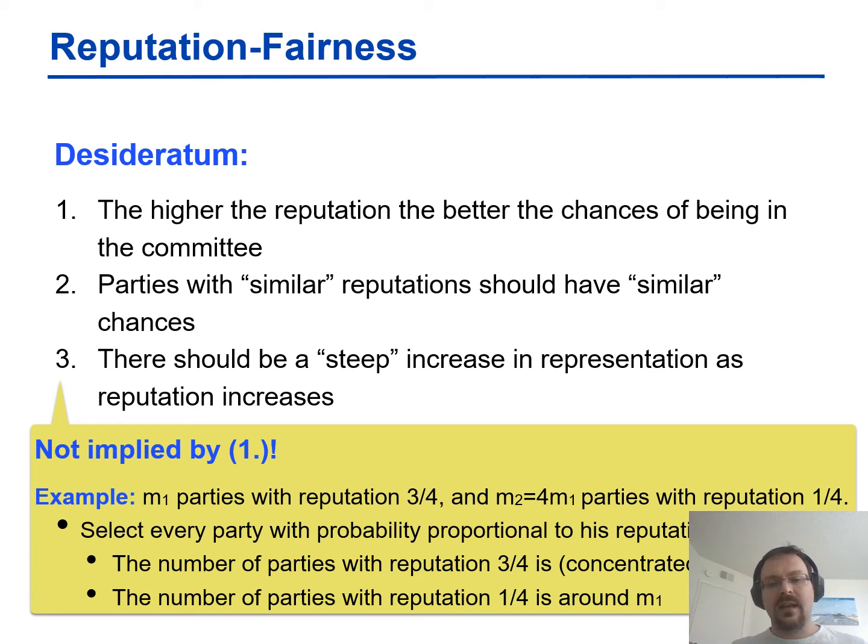This means that I'm expecting roughly 3/4 M1 parties to be from the set that has reputation 3/4. But then I'm expecting roughly another M1 to be from the set that has reputation 1/4. And that's really bad, right? Because I'm selecting way too many parties with reputation 1/4. So if you do the math, you're going to see that in the final set, although I have a lot of parties with a very high reputation 3/4, I'm not even succeeding in getting an honest majority committee.